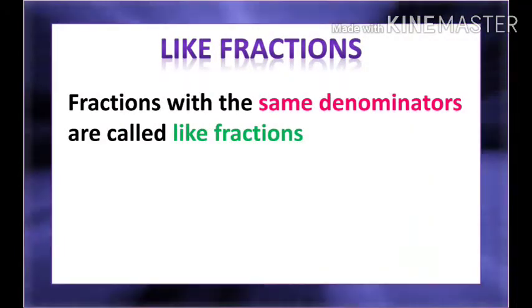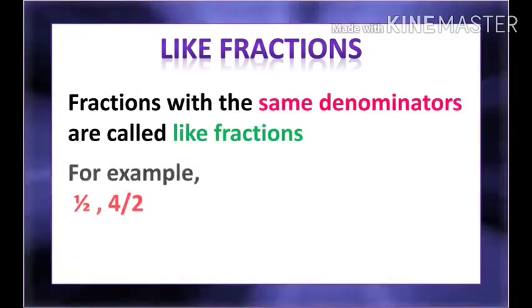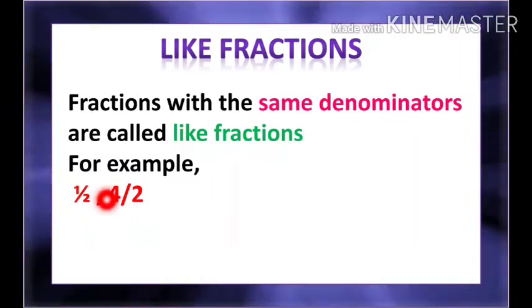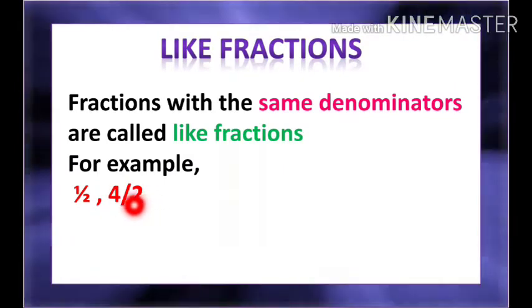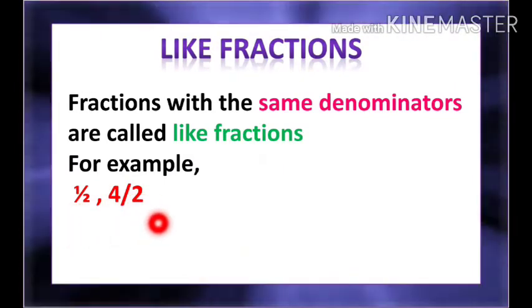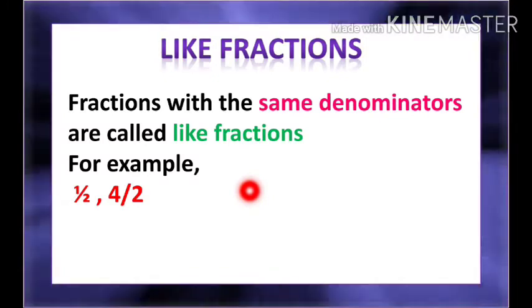Like fractions. Fractions with the same denominators are called like fractions. For example, 1 by 2, 4 by 2. Here the denominators are the same. So it is called like fractions.